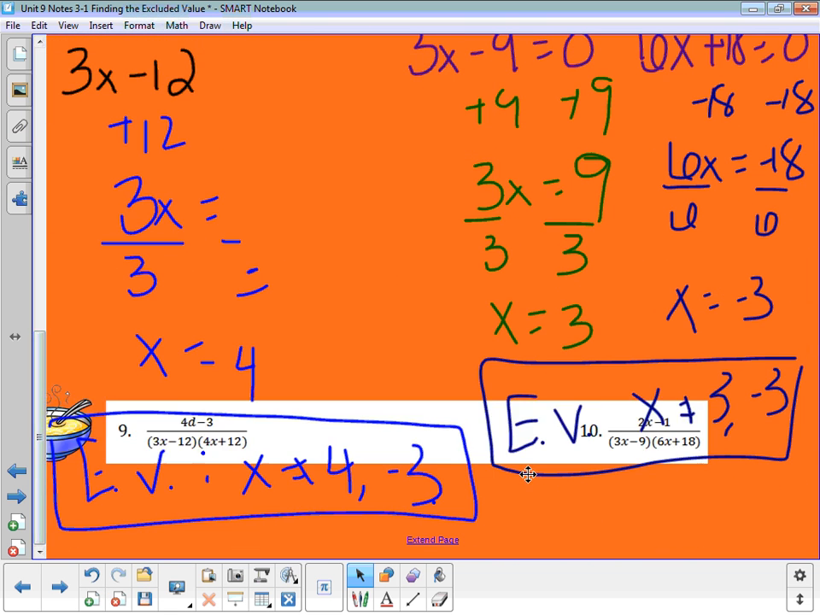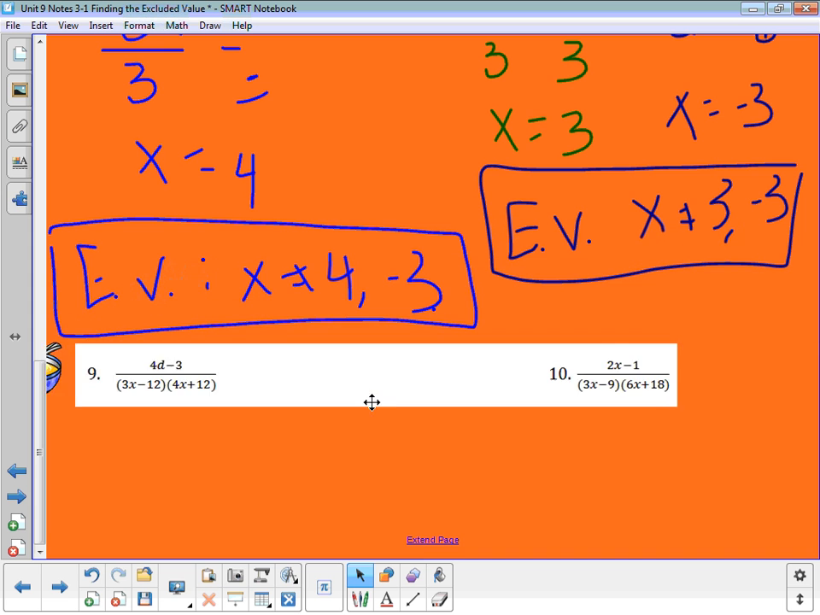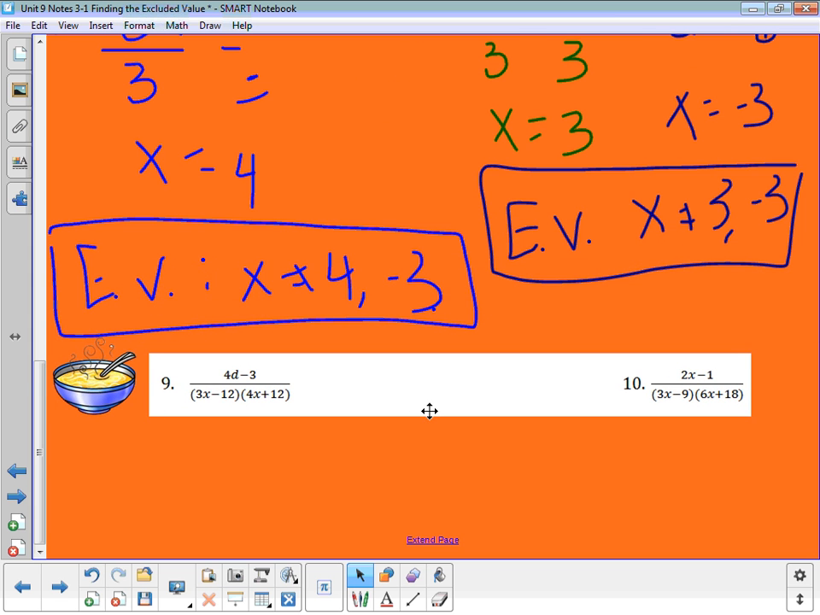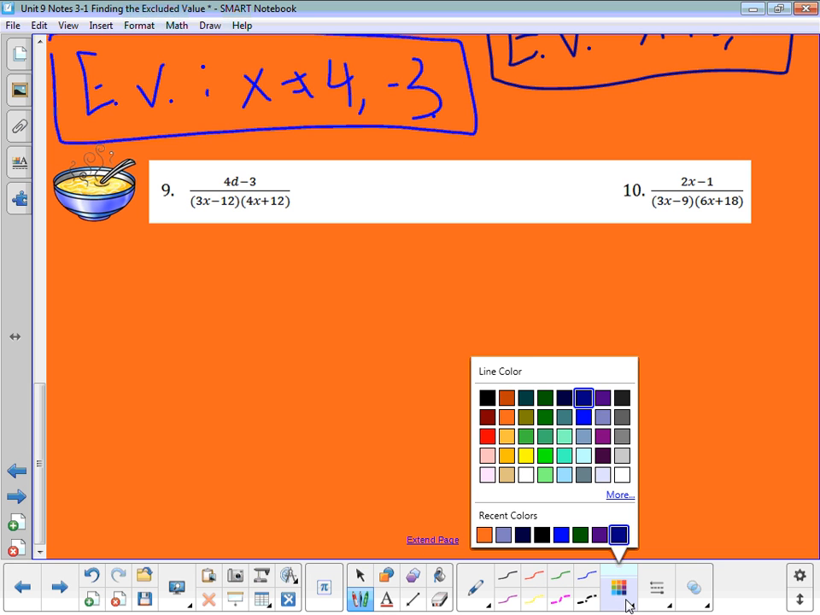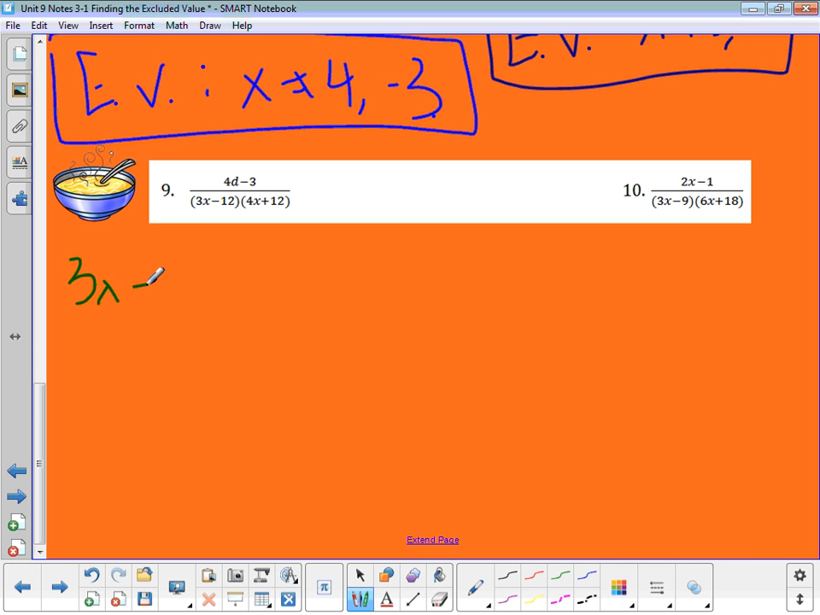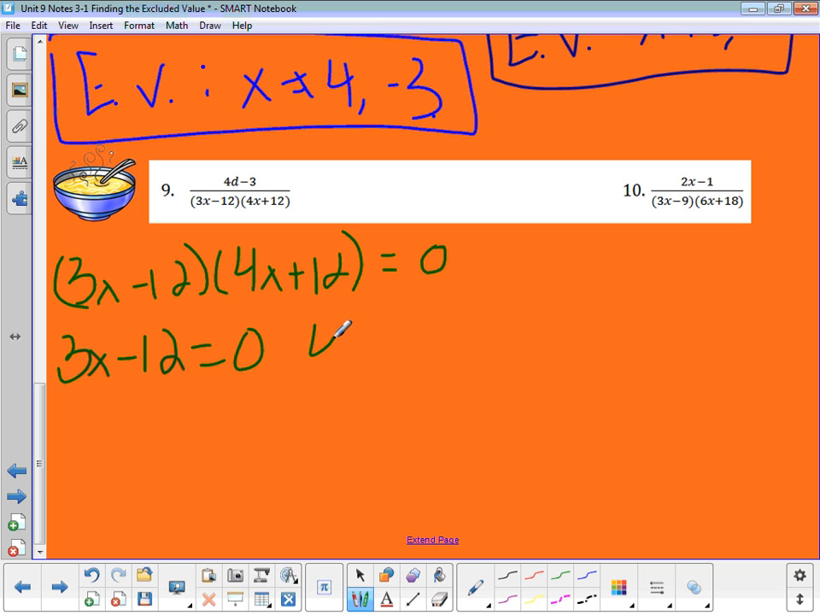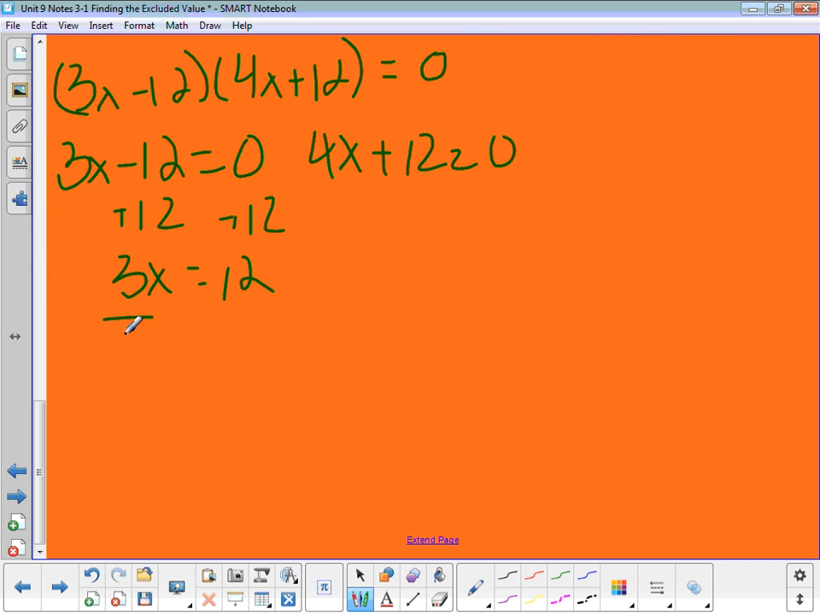All right, so for number 11, we're going to set each of those factors equal to 0. I have 3x minus 12 times 4x plus 12, and we're going to set both of those factors equal to 0. So 3x minus 12 is equal to 0, and 4x plus 12 is equal to 0. Here, add 12 to both sides, and you get that 3x is equal to 12. Divide both sides by 3, and you get that x is equal to 4.